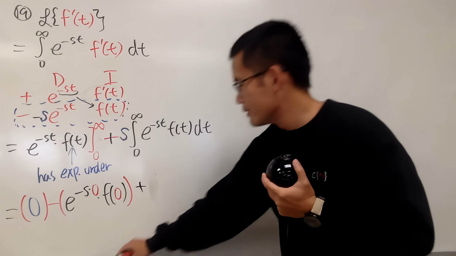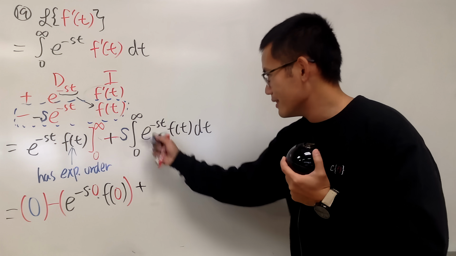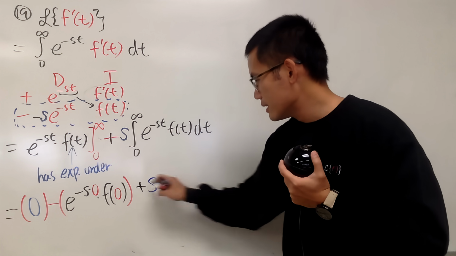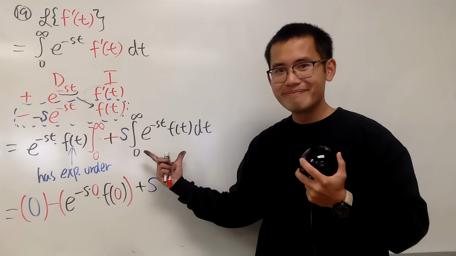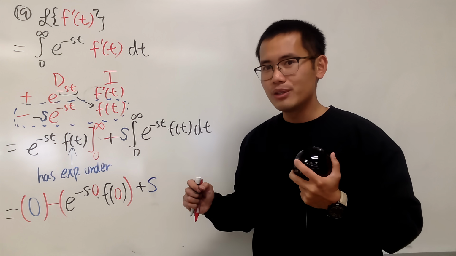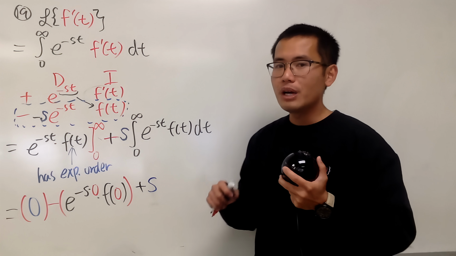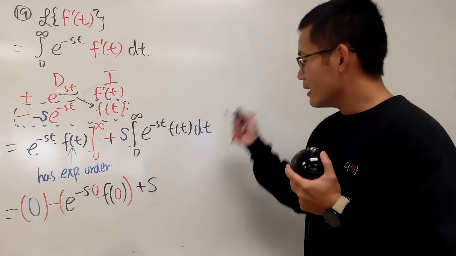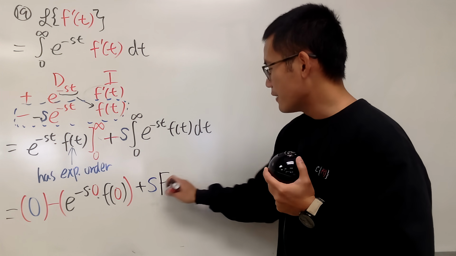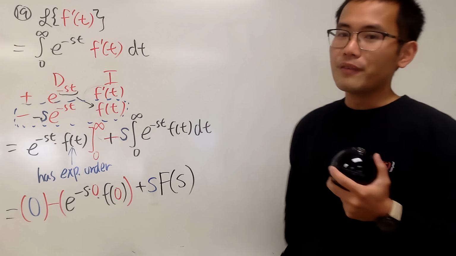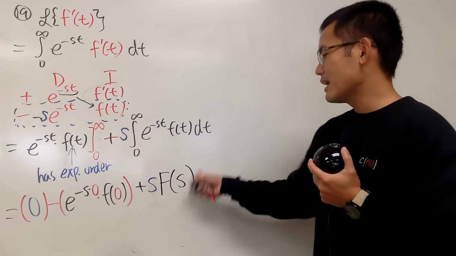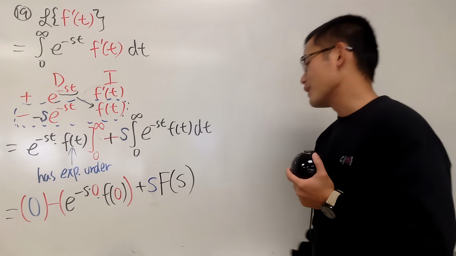Actually, hold on. This is the s. There we go. What's this part? This is our definition of the Laplace transform of little f. Very nice, huh? This right here is nicely equal to capital F of s. Of course, if you would like, you can still write the Laplace of f of t, but they are equivalent anyway.